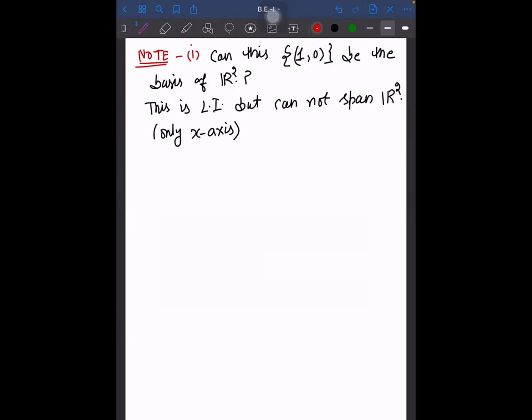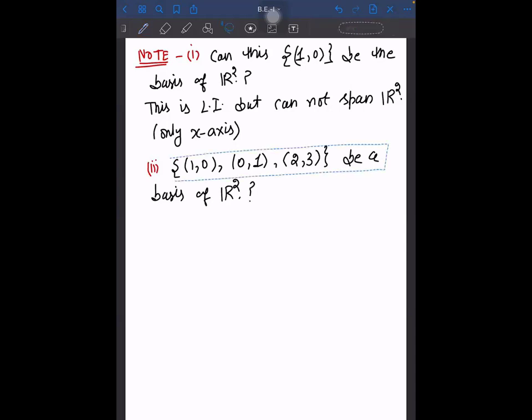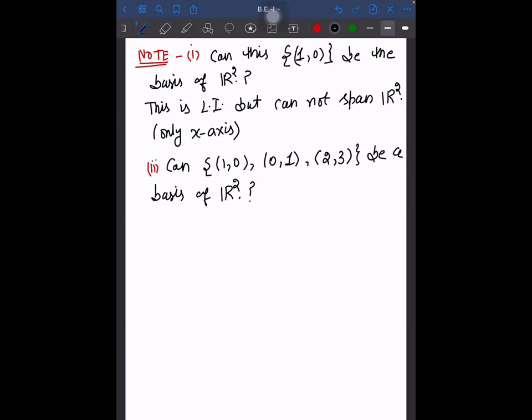Okay, so if I say this set is a basis of R2, no. Why is it so? What is the problem in this set? Can this set span R2? It can span R2, but what is the problem? It is not a linearly independent set. Why is it not a linearly independent set?